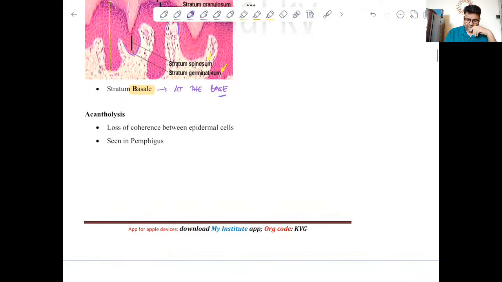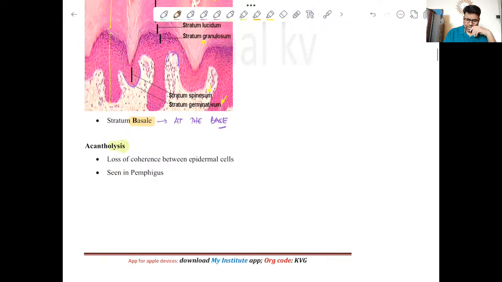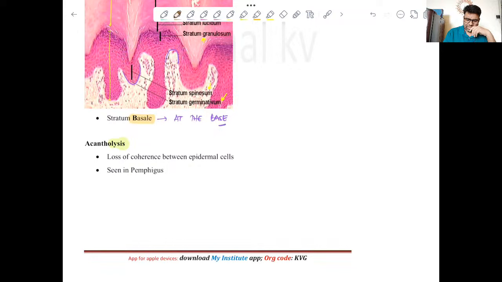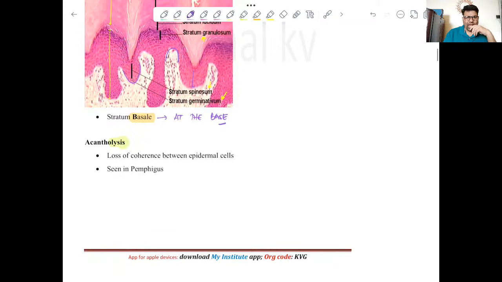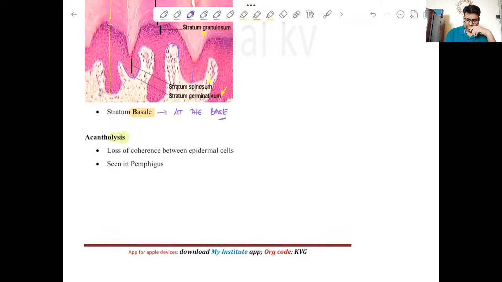Then there is one term, acantholysis. Now as you know, the word lysis means destruction. So what is happening here, as I already told you, is that all the cells of the epidermis are very tightly packed. There is no gap as such. But at times there is a gap in between these cells, and then it is known as acantholysis. So this is loss of connection or coherence between epidermal cells, and this is seen in pemphigus.